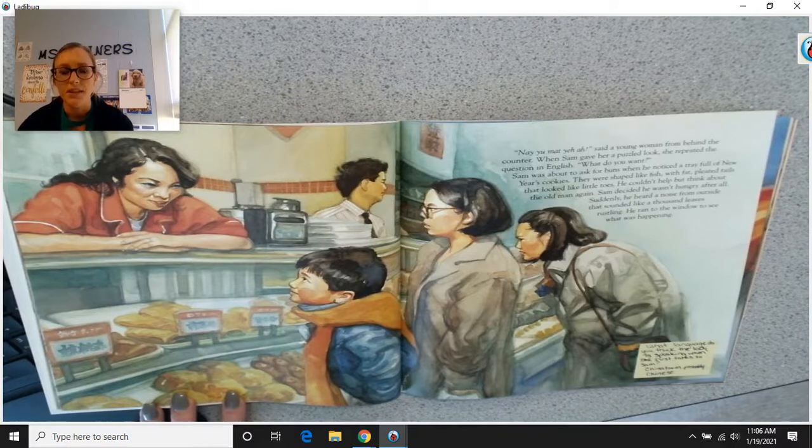"What do you want?" Sam was about to ask for buns when he noticed a tray full of New Year's cookies. They were shaped like fish with fat, pleated tails that looked like little toes. He couldn't help but think about the old man again. Sam decided he wasn't hungry after all. Suddenly, he heard a noise from outside that sounded like 1,000 leaves rustling. He ran to the window to see what was happening.